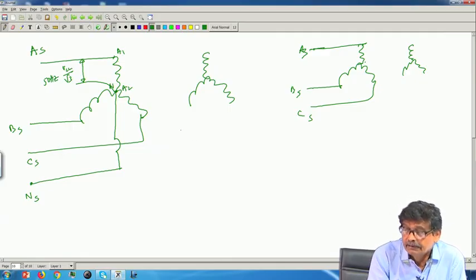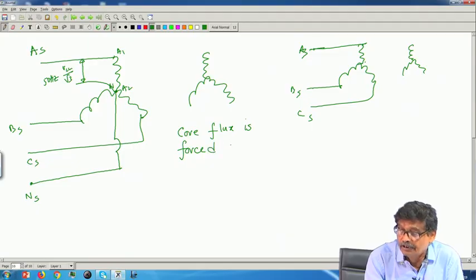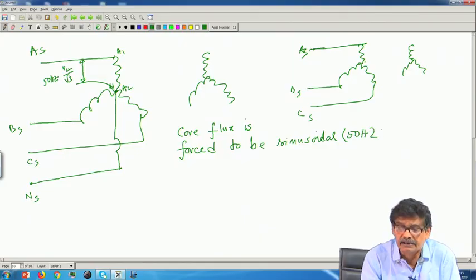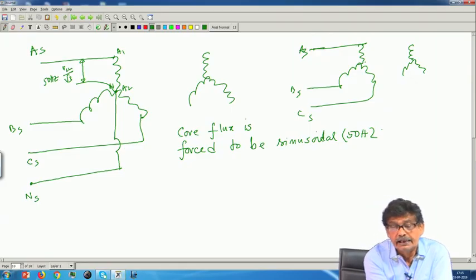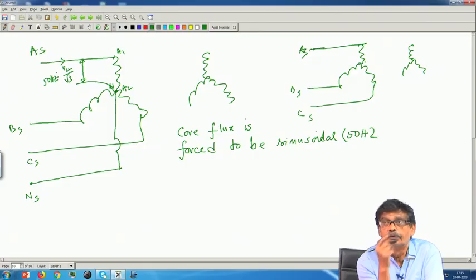So, in this case core flux is forced to be sinusoidal, 50 hertz only, 50 hertz, nothing. But we have learned, core flux is sinusoidal, then exciting current must have a fundamental and third harmonic.